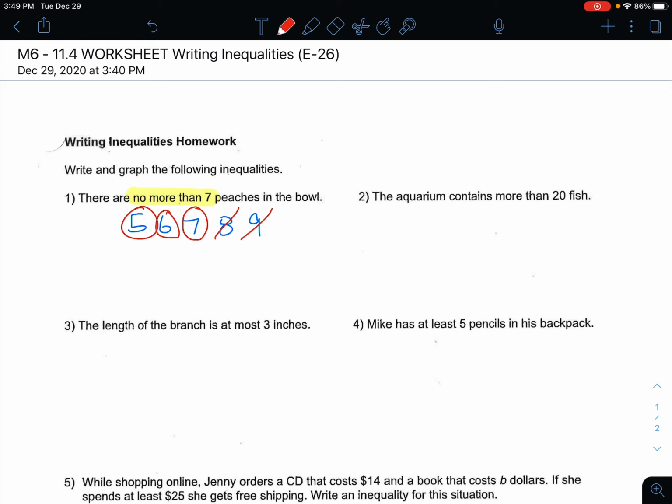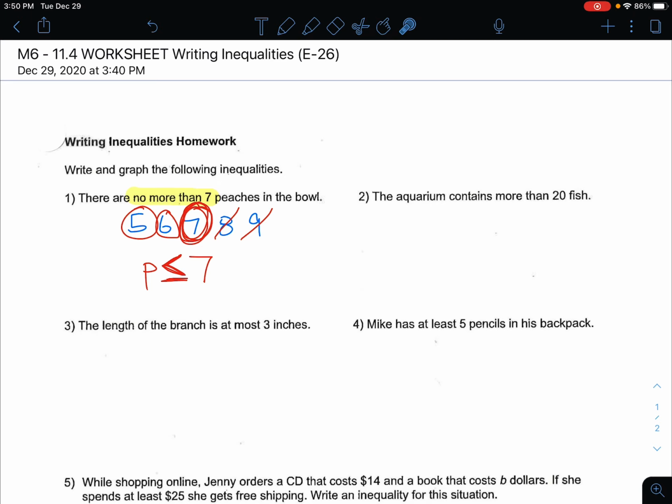So what this means is that if we've got peaches, I'm going to use the letter P, no more than 7, and 7 is going to be our key number right here. The number of peaches is going to be less than and equal to 7. It's equal to because it does include that 7. So P is less than or equal to 7. Another way you can think of it is that this point is an arrowhead, and it points to the numbers that you circled, okay?